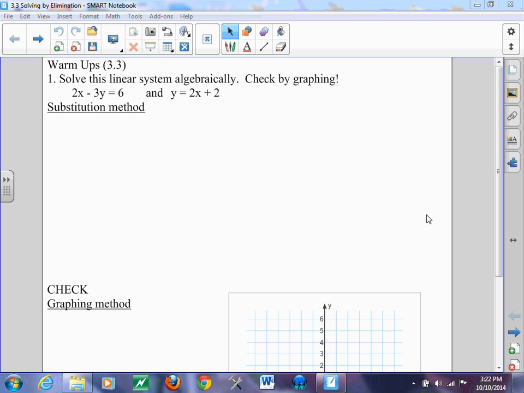Hello class, and welcome to lesson 3.3. Today we're going to learn about our third method of solving linear systems by elimination.